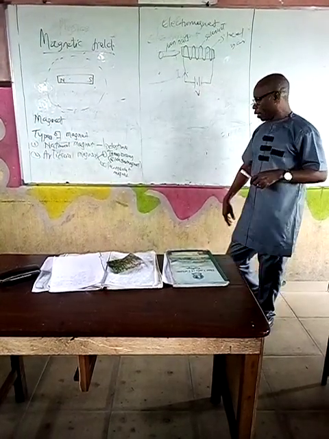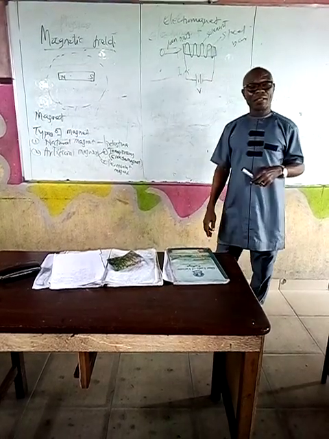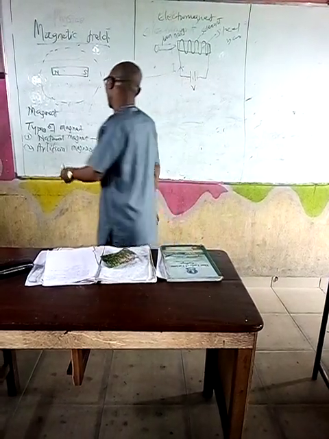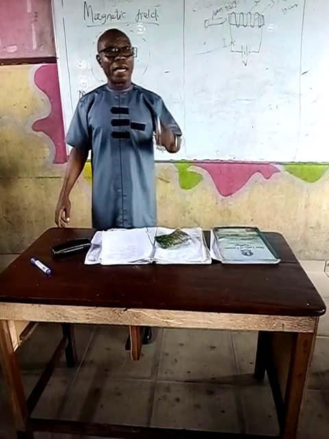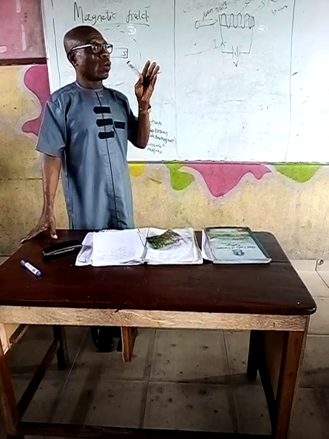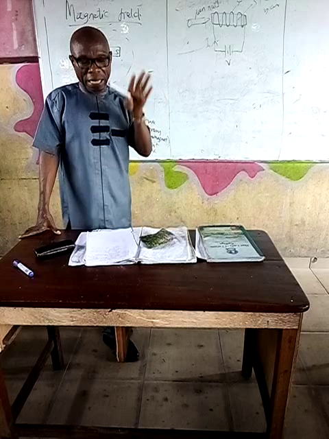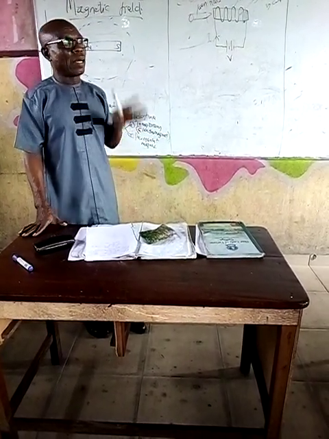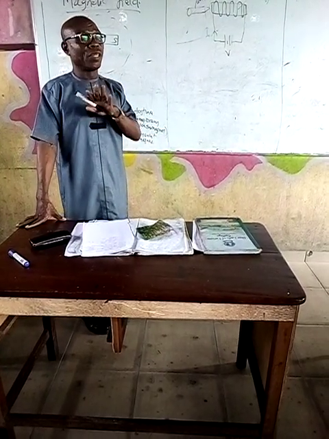For that reason, an electromagnet is known as a temporary magnet. It's not permanent. The other type of artificial magnet is the permanent magnet. A permanent magnet is a magnet that does not rely on electric current to sustain its magnetism. Once it has been made a magnet, its magnetism remains permanently, except it is destroyed.